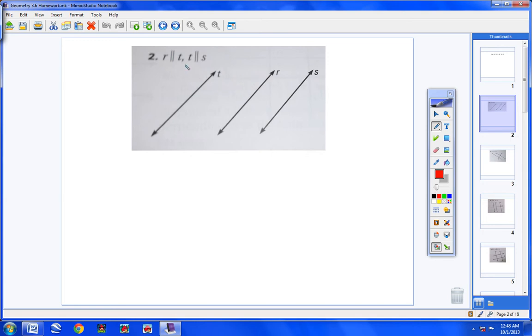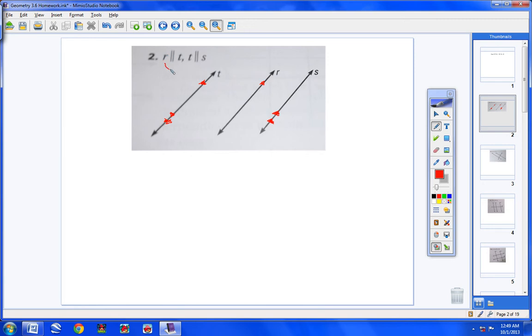So, look what they give you, students. They tell you that R is parallel to T. So here's R. R is parallel to T. Okay? Then they tell you T is parallel to S. So T is parallel to S. Now I guess I really did not need to draw all those arrows, but here's the thing I want to show you.